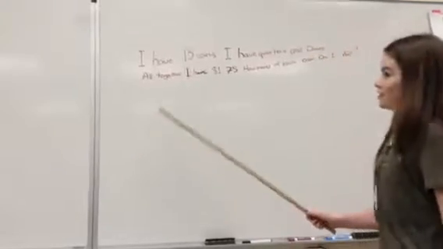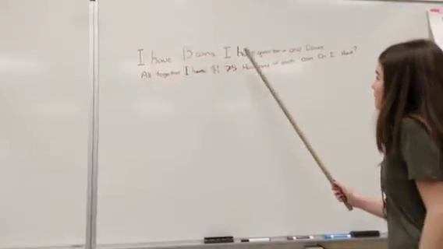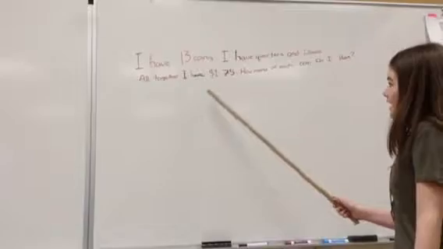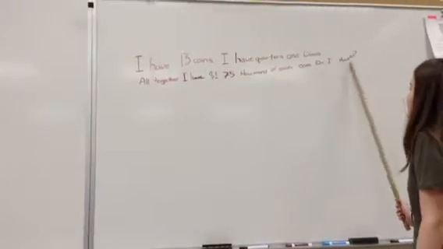So first off, this is our question. I have 13 coins, quarters and dimes. Altogether, I have $1.75. How many of each coin do I have?